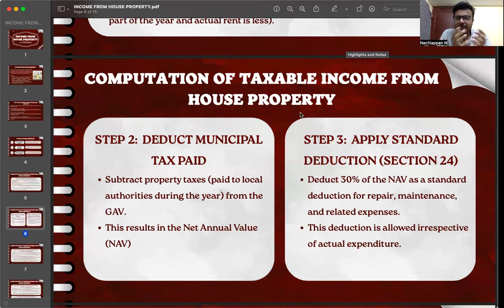Now, once you have obtained the NAV, you have to take care of the standard deduction, which comes under Section 24. So, there is a 30% standard deduction from the NAV, irrespective of the expenditure that you've incurred or whatever it may be. Whatever your NAV value is, you can reduce 30% from it.